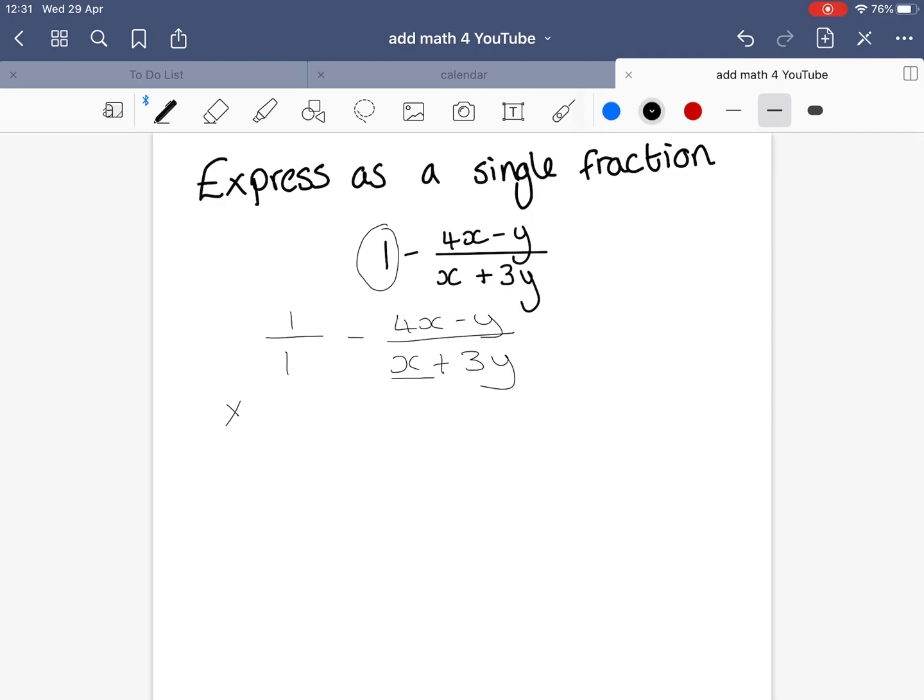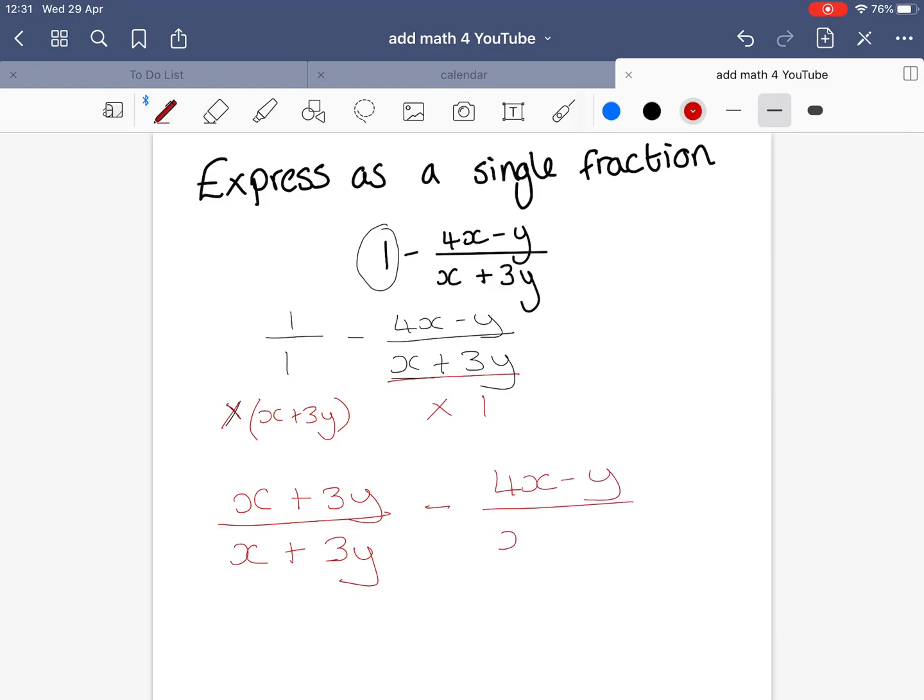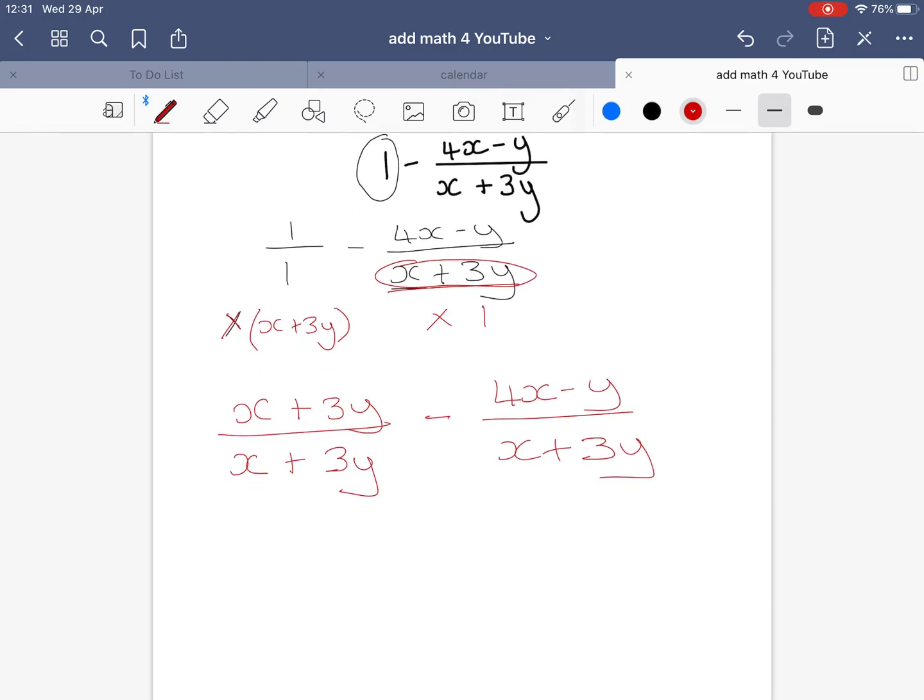I'm going to do the exact same thing. I'm going to multiply this one by the denominator of x plus 3y, and multiply this one by the denominator of 1. So this fraction will be 1 times x plus 3y is x plus 3y, and if I times that fraction by 1, I just get that fraction. So I'm essentially multiplying it by the denominators here, so I've got the denominators the same.